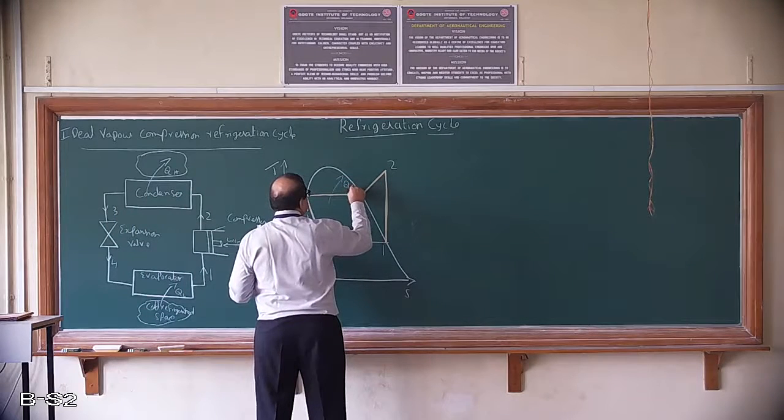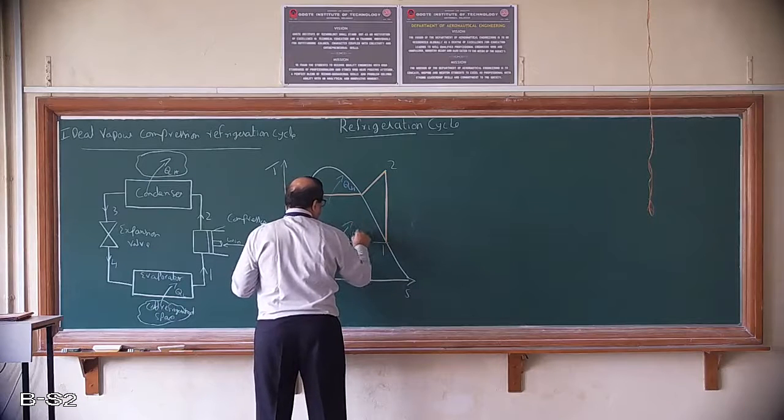QH is heat rejected and QL is heat absorbed.